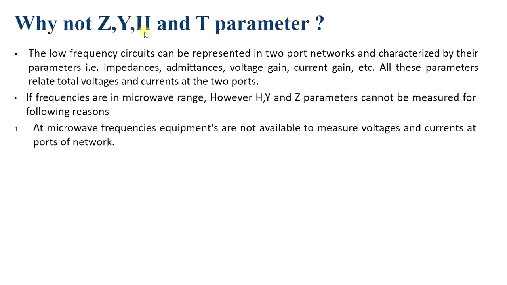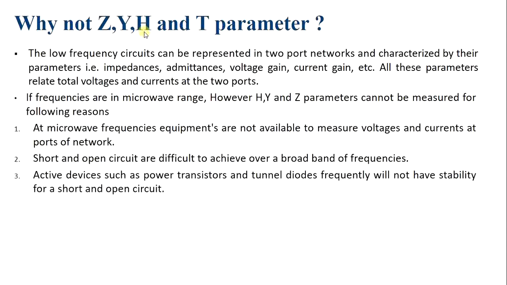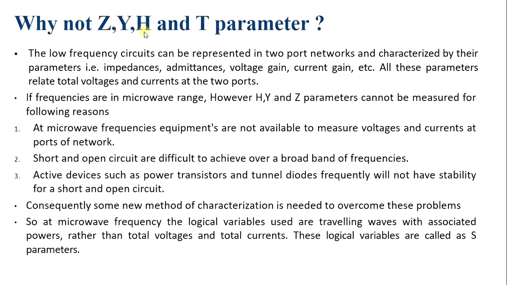That is, at microwave frequencies, equipment is not available to measure the voltages and currents at the ports of the network. The short and the open circuits are difficult to achieve over a broad band of frequencies, and active devices such as power transistors and tunnel diodes frequently will not have the stability for the short and the open circuit. So consequently, some new method of characterization is needed to overcome these problems. At microwave frequency, the logical variables used are the traveling waves with associated power rather than total voltages and total currents. So the logical variables are called S parameters.